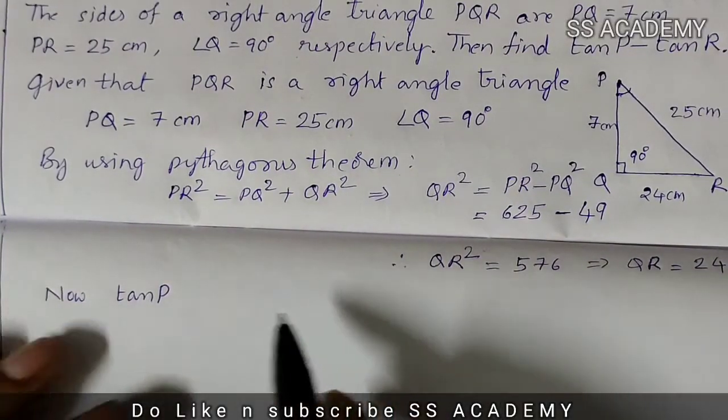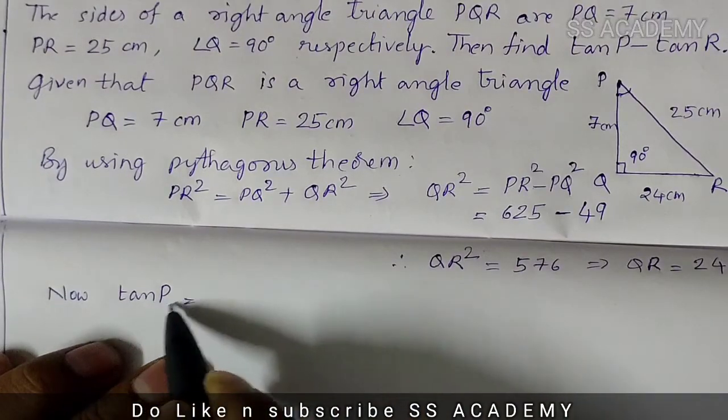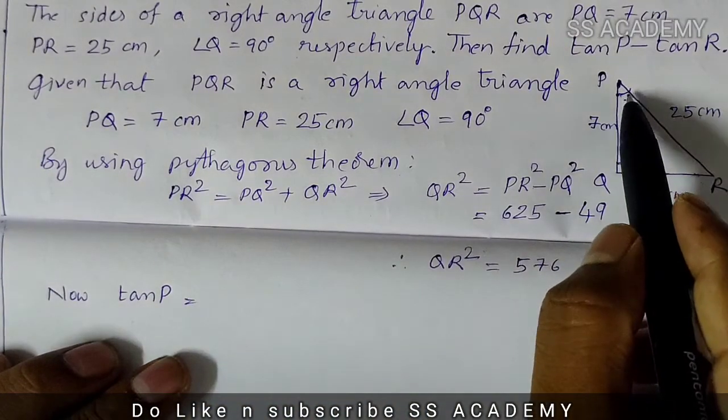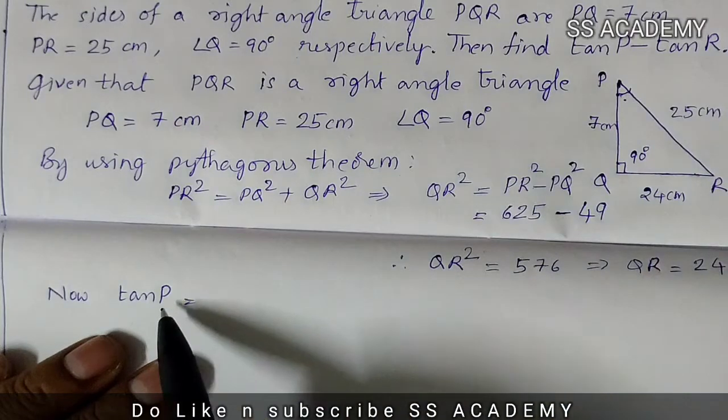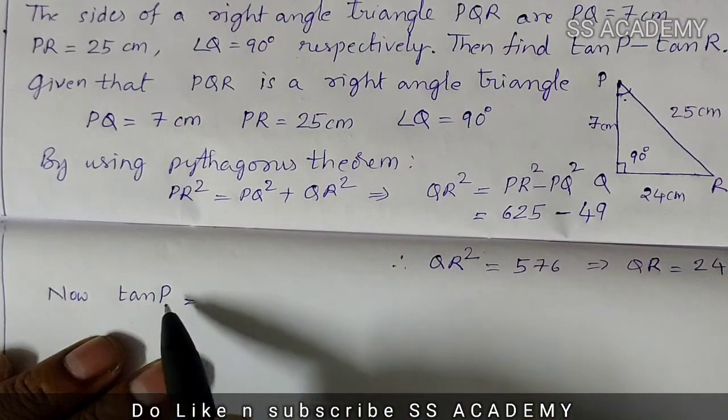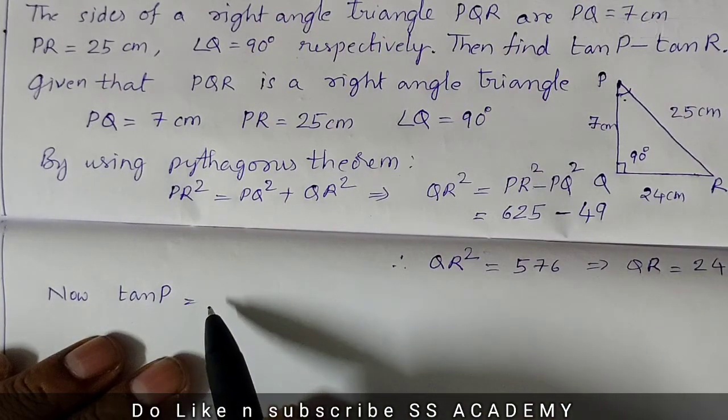So tan P, we know the tan. So tan of angle P. So this is angle P. Here we know the formula. We know that tan equals opposite side by adjacent side.